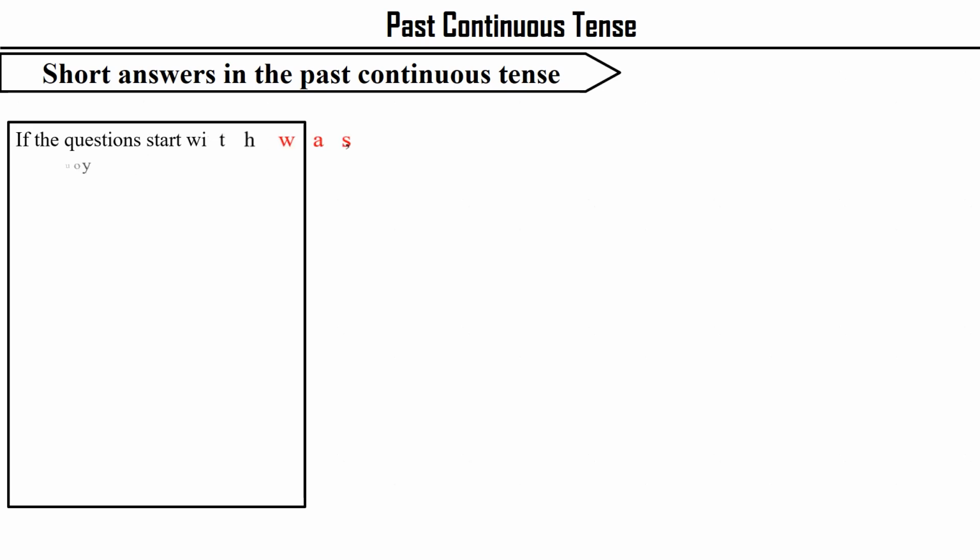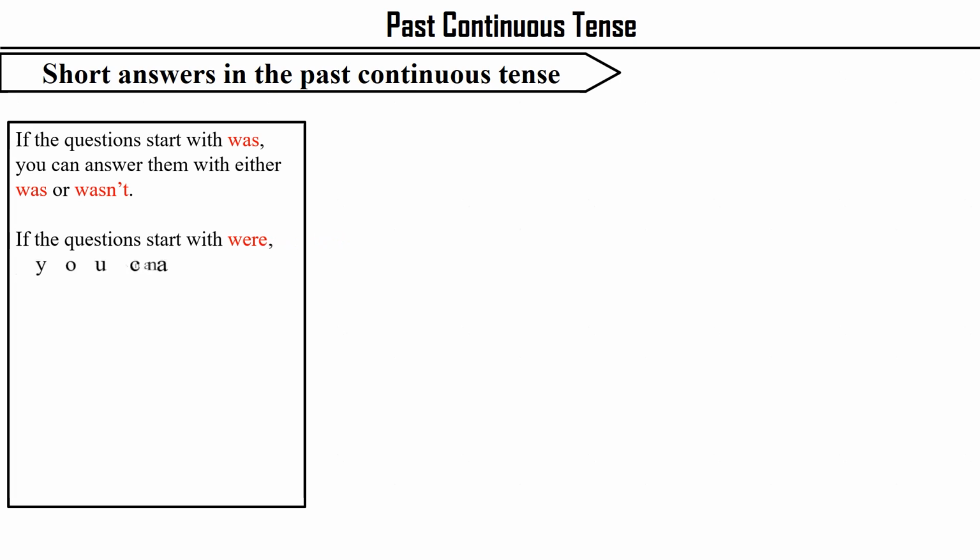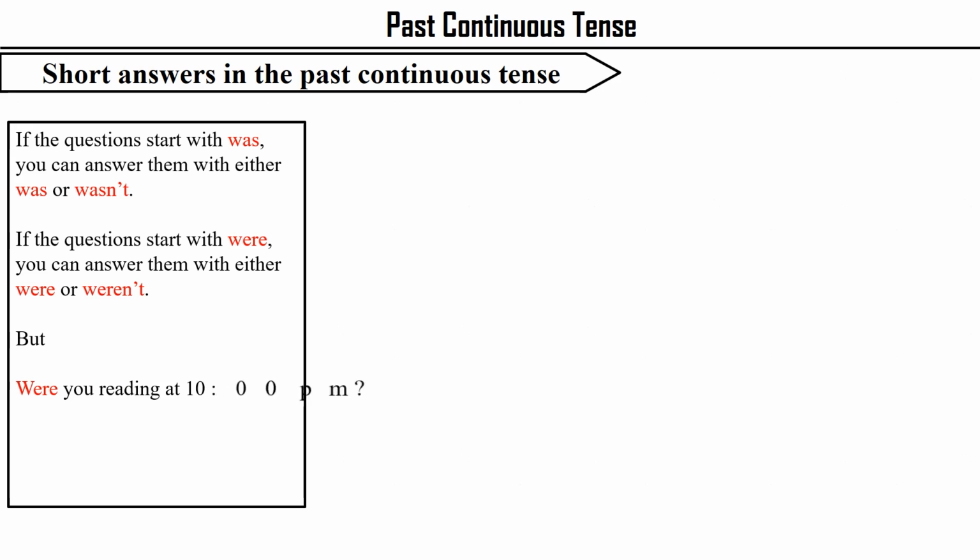Okay, for example, if the question starts with was, you can answer them with either was or wasn't. If the question starts with were, you can answer them with either were or weren't. But were you reading at 10 p.m.? The answer is different. Yes, I was. No, I wasn't. Because the subject, the pronoun, is changed, we change the helping verb. Yes, I was. No, I wasn't. We use was with pronoun I. Yes, I was. No, I wasn't.